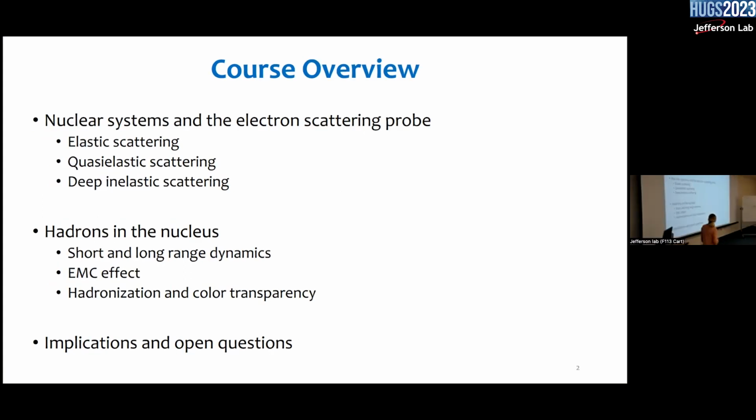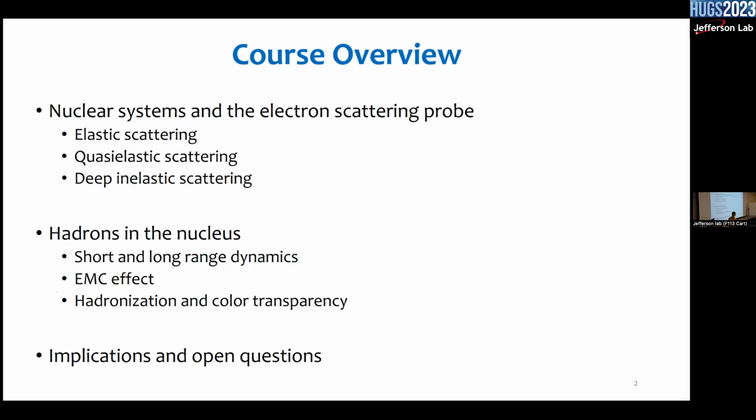Yesterday we covered the elastic, quasi-elastic, and deep inelastic scattering and what we learned from those. Today we're going to build on that by looking at hadrons in the nucleus. We'll be looking at both short and long-range dynamics, in the context of the EMC effect and by itself. And then we'll also be looking at color transparency specifically and hadronization.